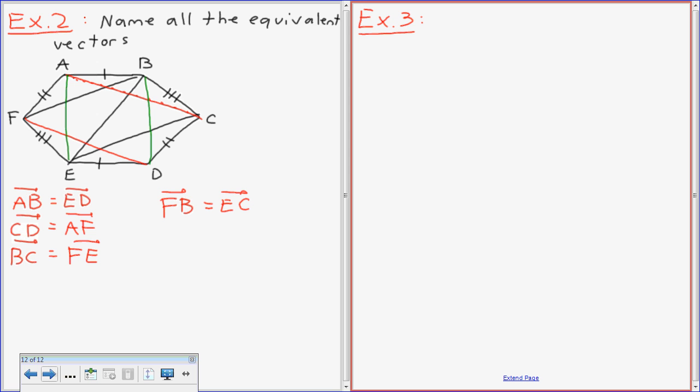Okay. This is just going to say find the distance of AF. This stands for magnitude. Okay. Magnitude means length for those of you that aren't physics students. Okay. Here we go.